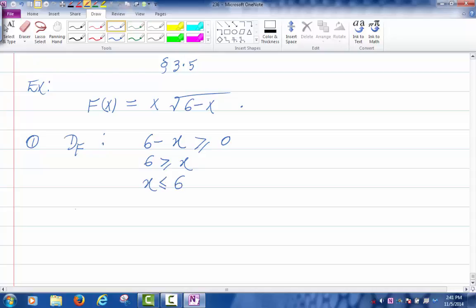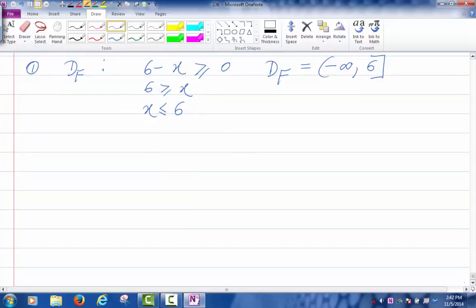So what's the domain? The domain of the function f is then negative infinity up to 6, and I have to include 6, right? You guys are okay with that? So that's the domain. That's the first part.